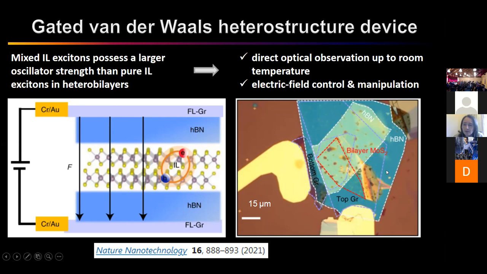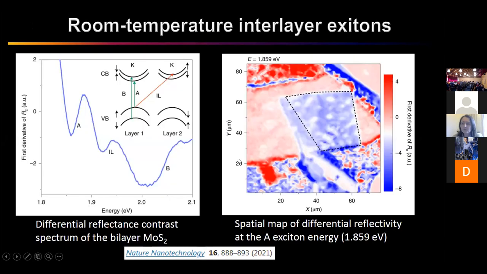Over here, you can see the optical image of this heterostructure. In red here is the bilayer MoS2. Then we have the hBN here, and then the graphene electrodes, the top and the bottom, and they are connected to gold contacts. Here we show the differential reflectance contrast of the bilayer MoS2, and this is at room temperature. So we have two features, at 187 and 205, that correspond to the A and B intralayer excitons that arise from the direct optical transitions between the spin-orbit split bands.